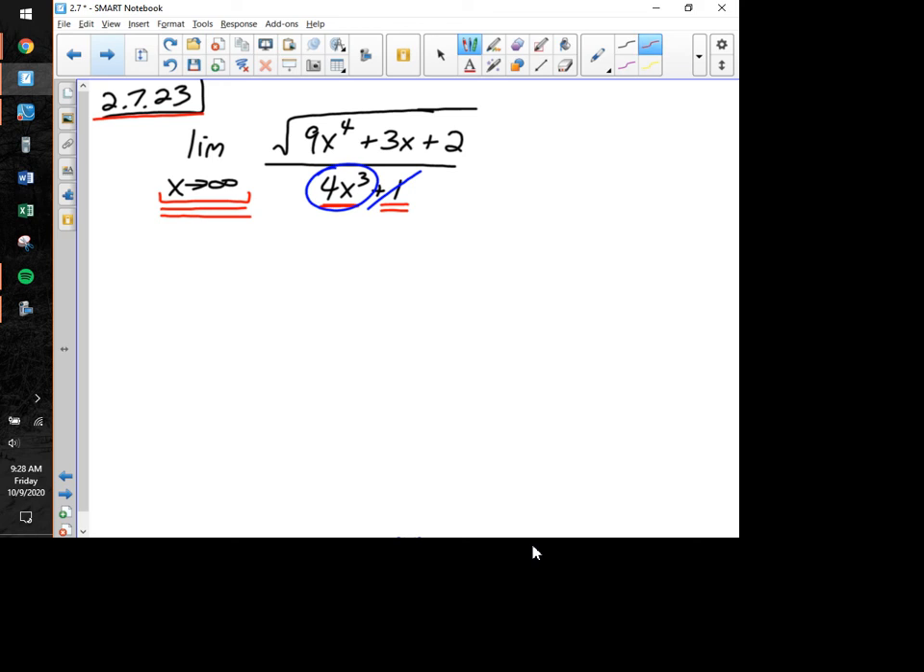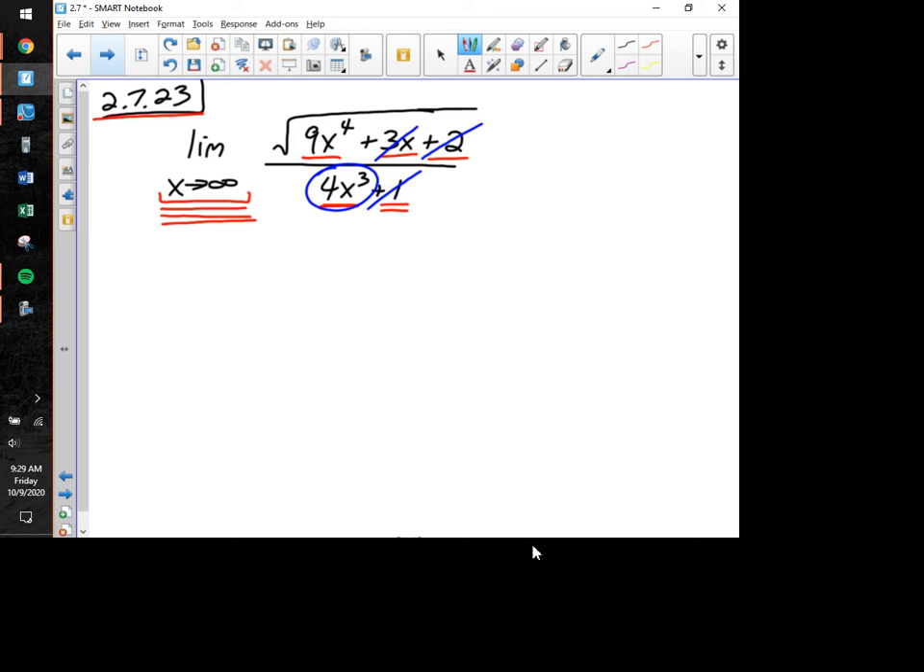The value of this plus 2 is significant and important when x is really, really small. But because we're talking about x approaching infinity, the value of that plus 2 becomes less important to the point where it is negligible and we can ignore it. And by the exact same rationale, the exact same thing happens with this middle term of 3x. Compared to the relative importance of the 9x to the fourth, the value of that 3x isn't much either. That term is negligible as well.